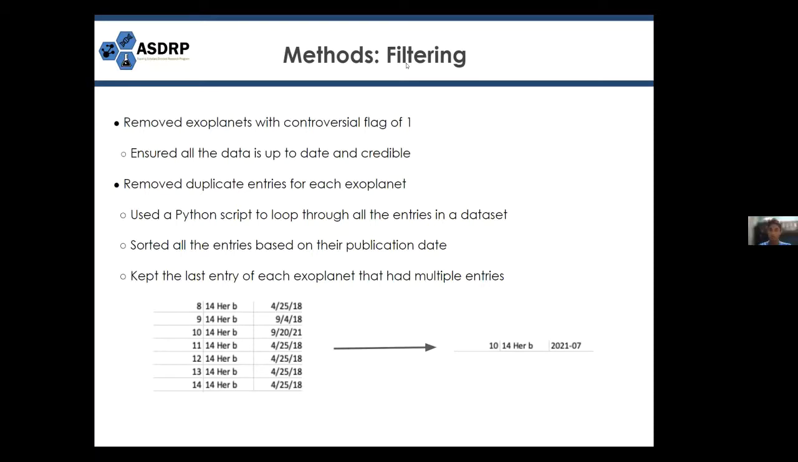The image below shows an example of how our code works. The exoplanet 14 Hercules B had 7 entries in the original dataset, but after applying our deduplication algorithm, there was only 1 entry for the exoplanet, and that was the one with the most recent publication date.